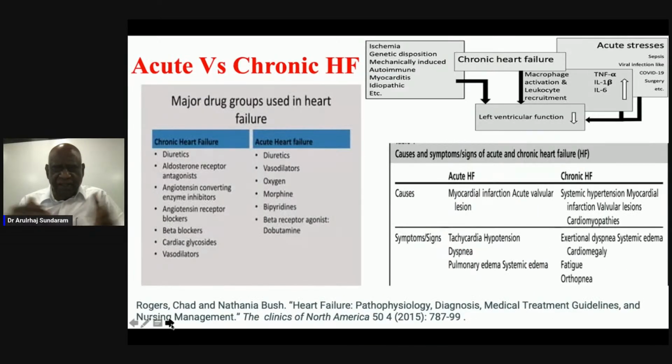These are the stages. The major drug groups useful in chronic heart failure are diuretics, aldosterone receptor antagonists (MRA), angiotensin converting enzyme inhibitors and ARBs, beta blockers, cardiac glycosides, and vasodilators. In acute heart failure, you have diuretics, vasodilators, oxygen, morphine, and beta receptor agonist dobutamine, which is the drug of choice in acute heart failure.